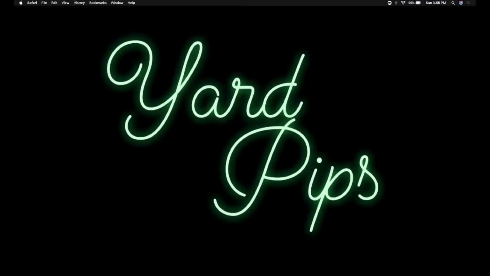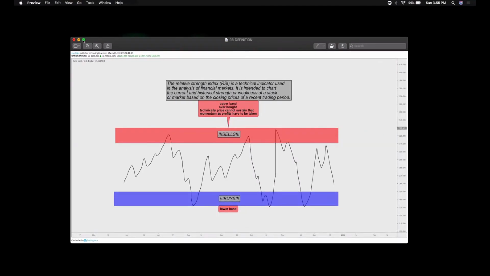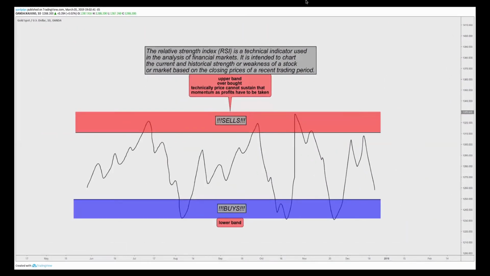I think I have a little note on RSI over here, so do I? Relative strength. Wow. But you can see that, right? Yeah. All right.